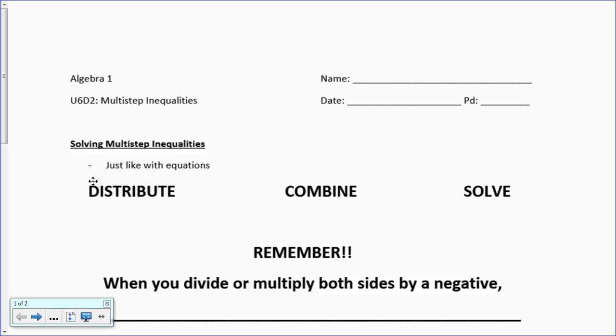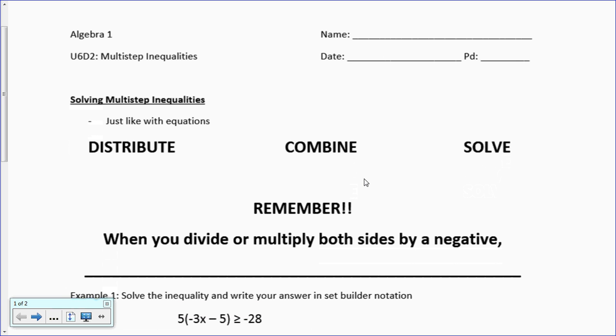So we distribute anything that needs to be distributed first, then we combine any like terms that are on the same side as the inequality sign, and then we're going to go ahead and solve it. So in order to solve it, all our variable terms need to be moved onto one side, all our constant terms need to be moved onto the other side, and then we just isolate the variable. Okay?